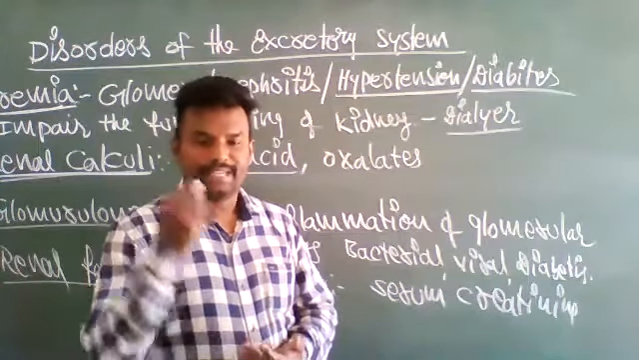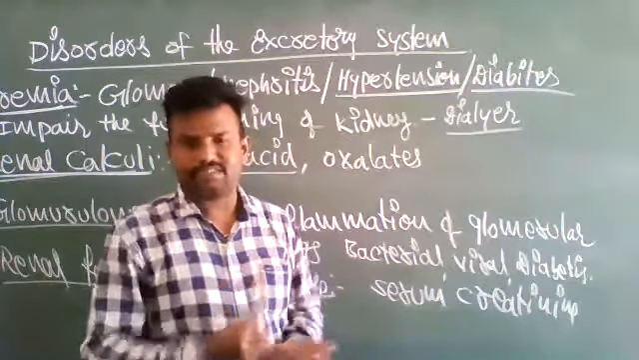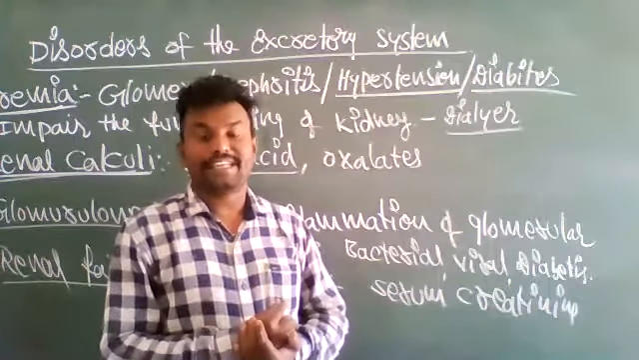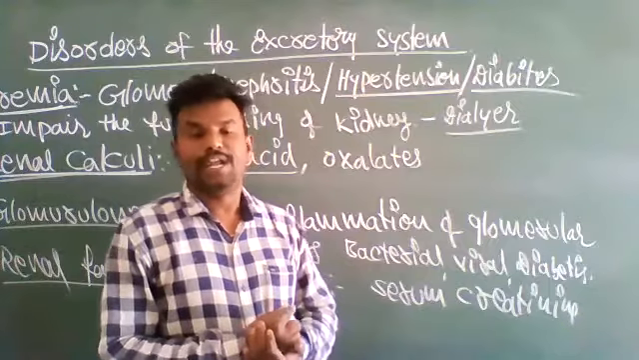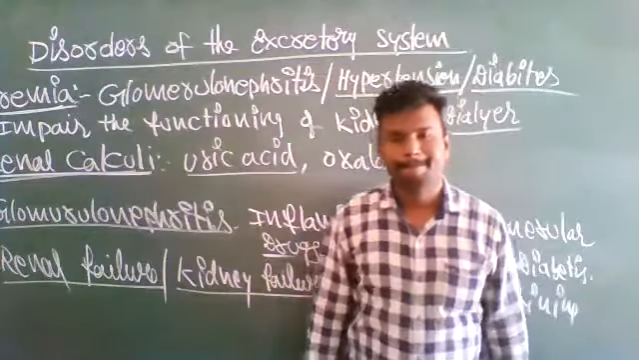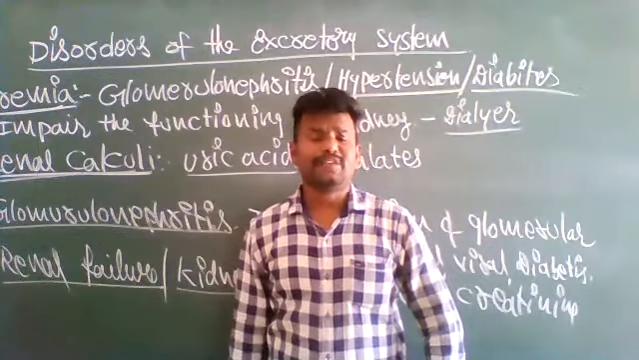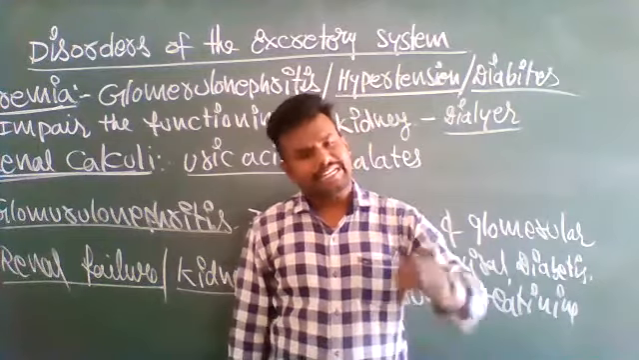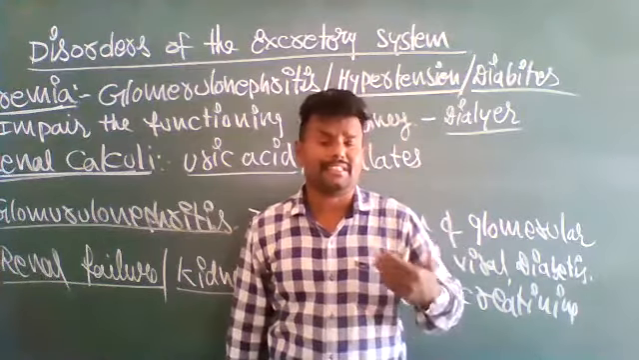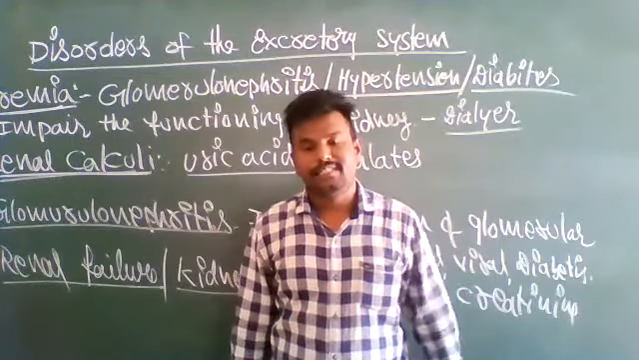Serum means the thin layer that is formed on clotted blood. In our body, if an excess amount of creatinine is present, that also leads to renal failure. How is creatinine formed? If we eat excess non-veg material, weekly twice or thrice, and some people eat it daily, in such people the serum blood creatinine level increases. That condition leads to renal failure.